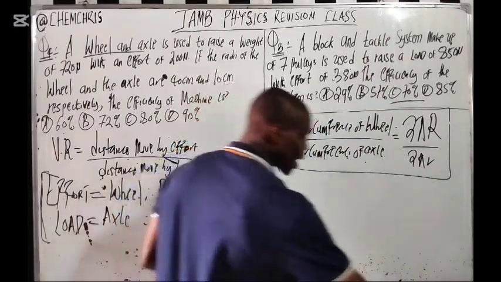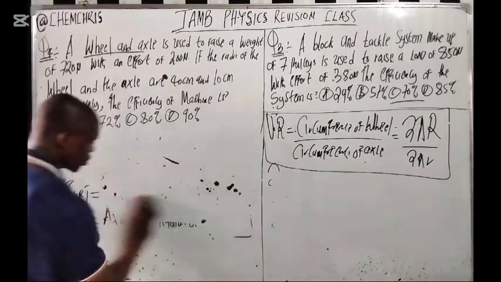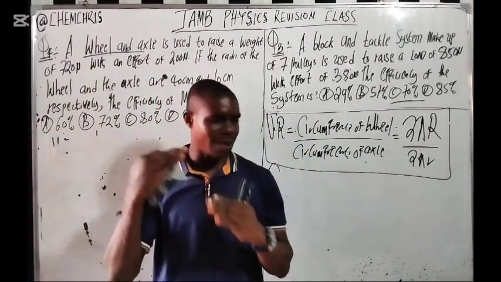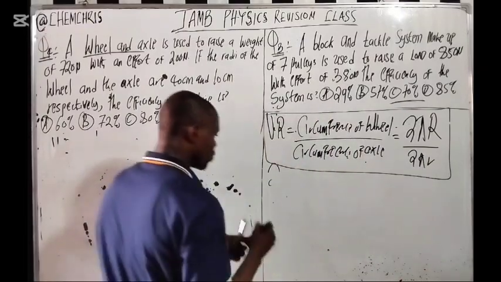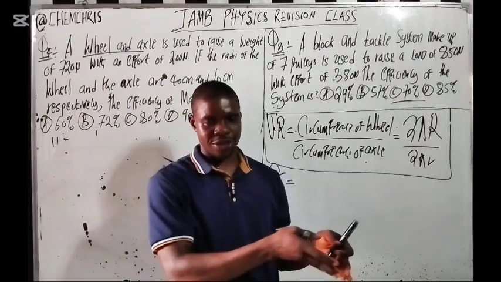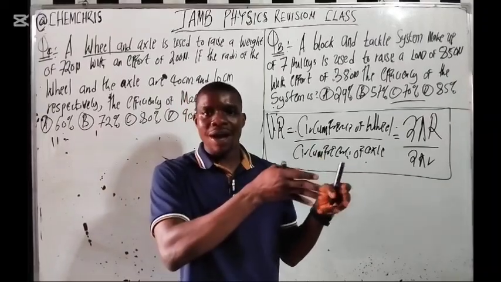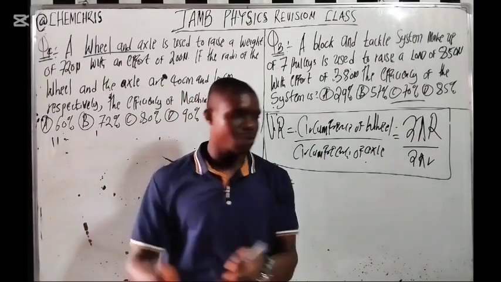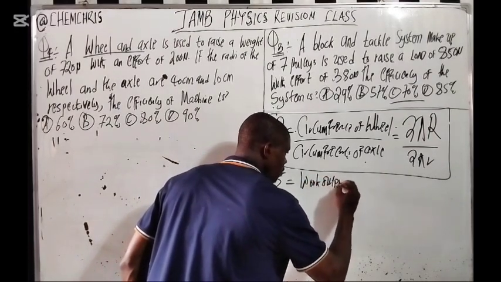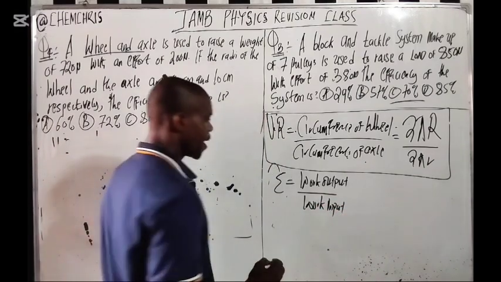Now remember, if you talk about efficiency, let me explain some things so you understand, so that when they choose this question in the exam, you will know how to answer it. What is efficiency? Efficiency is mechanical advantage over velocity ratio times 100 over 1. Another formula you need to pay close attention to is work output over work input.